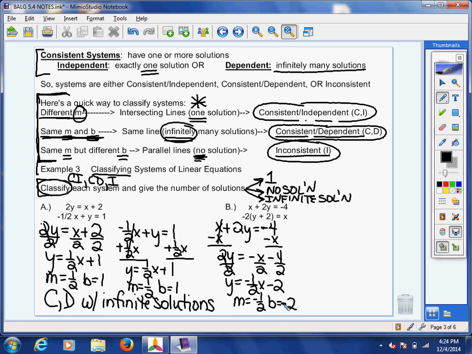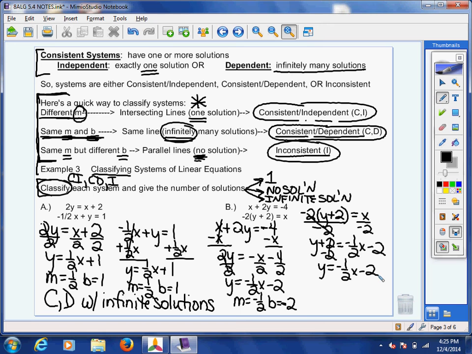Let's look at the other equation. I've got -2 times the quantity y plus 2 equals x. You could do this a couple of different ways. For you fancy folks that like shortcuts, you don't have to distribute. You could just go ahead and divide each side by -2 like that, and then you'll have y plus 2 is equal to -1/2 x. And then just subtract 2 from each side, and you'll get y equals -1/2 x minus 2.